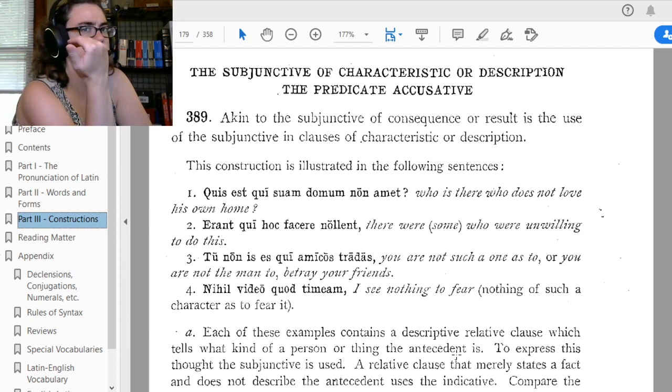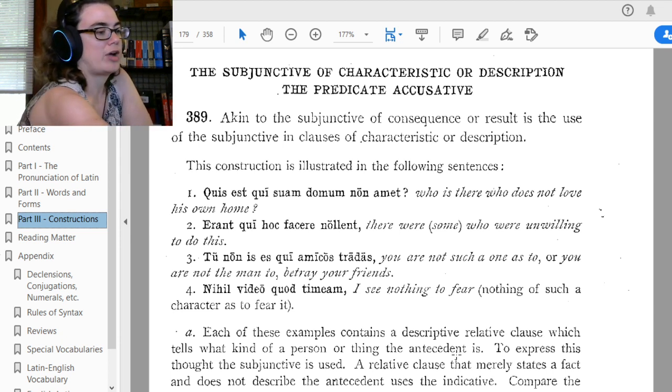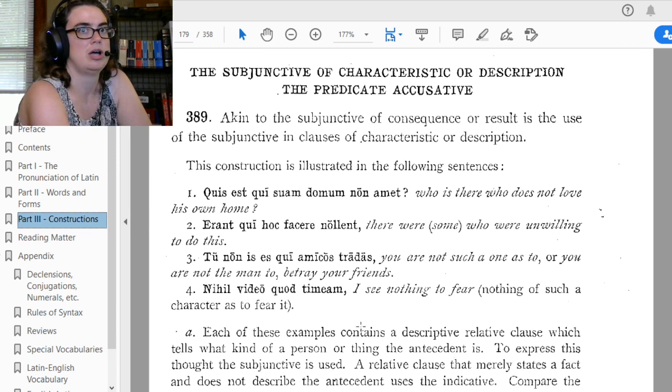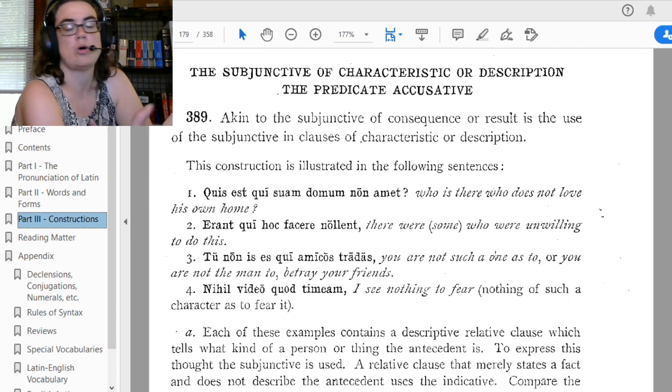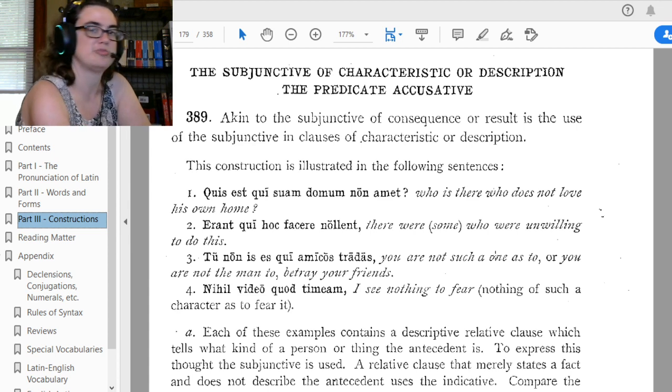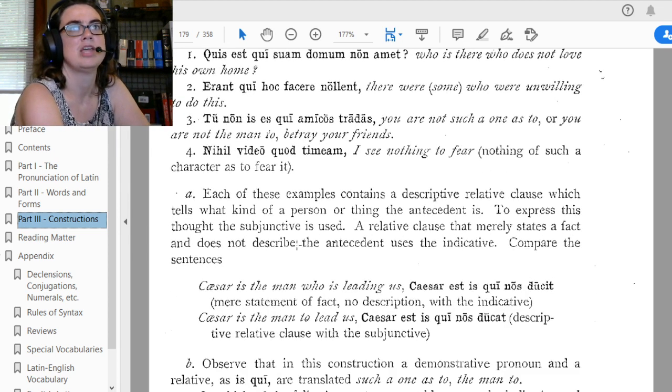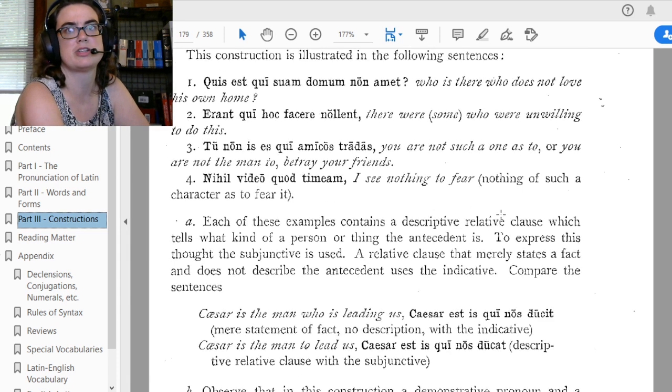So a lot of different ways to express it in English, and a fairly broad range of interpretation. But that is the subjunctive of characteristic, the relative clause of characteristic, because it's always going to be introduced by a relative pronoun followed by a subjunctive. Each of these examples contains a descriptive relative clause which tells what kind of person or thing the antecedent is, instead of giving you definite information about the antecedent. To express this thought, the subjunctive is used. A relative clause that merely states a fact and does not describe the antecedent uses the indicative.